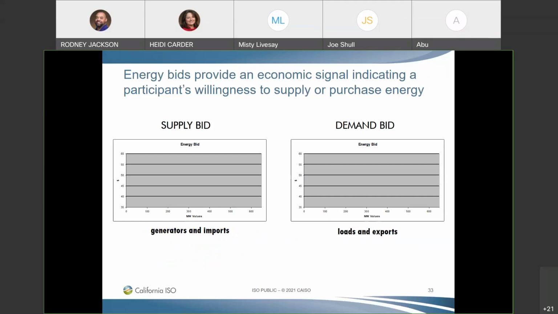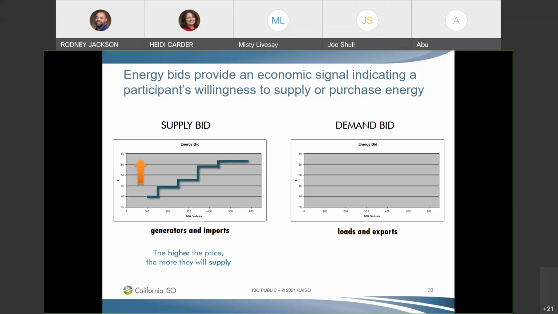Energy bids provide an economic signal indicating a participant's willingness to supply or purchase energy. All of the day-ahead bids are submitted by scheduling coordinators. When the scheduling coordinator submits a bid for a supply curve, they provide us with the quantity of megawatts they're willing to offer at various price points. As the price increases, the quantity offered will also increase. So I'll give you 10 megawatts if the price is $20, but I'll give you 50 megawatts at the price of $100.